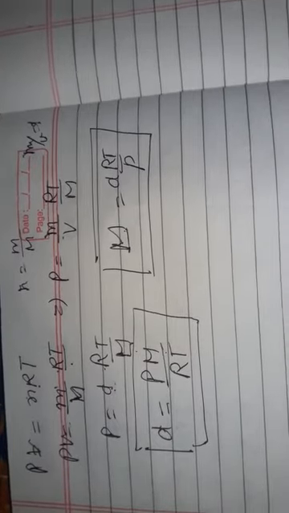Okay students, so this is about the ideal gas equation. The ideal gas equation can also be related to density. That's why the ideal gas equation is related to the relationship between molar mass and density. Sometimes the question asks for the ideal gas equation in terms of its density, so you can derive it and explain it by this mathematical expression.